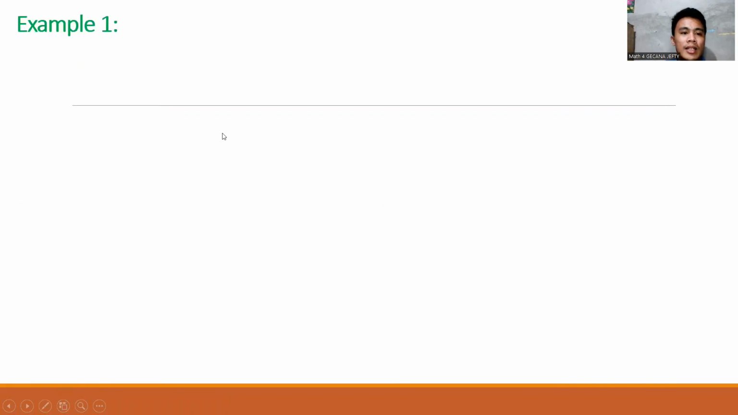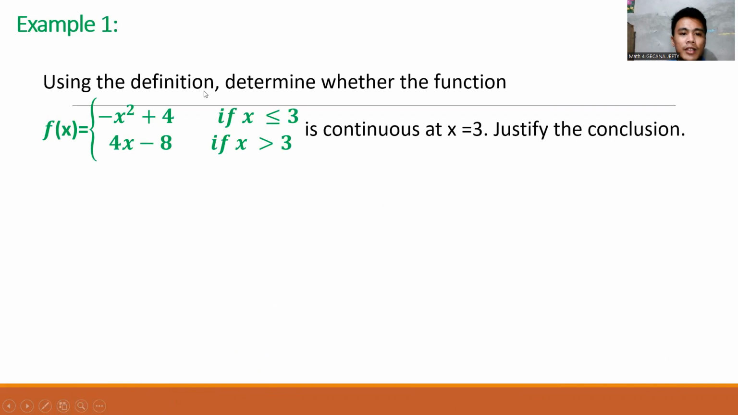So now, let's proceed to example 1. Using the definition, determine whether the piecewise function f of x, equal to negative x squared plus 4 if x is less than or equal to 3, or 4x minus 8 if x is greater than 3, is continuous at x equals 3. Then justify the conclusion. In this function, we will apply the three conditions to determine if the function is continuous or not at x equals 3.